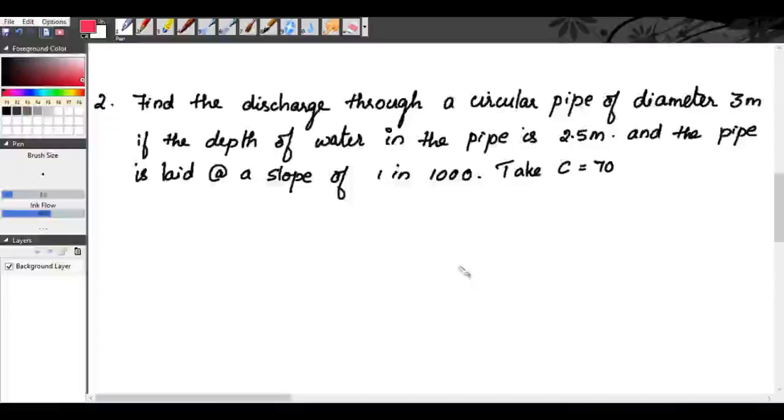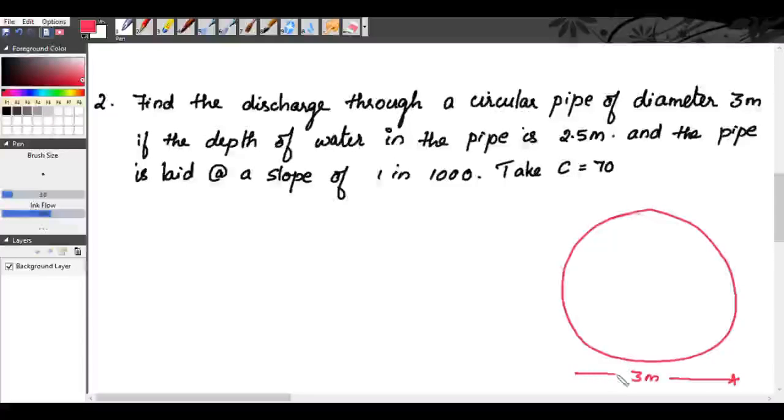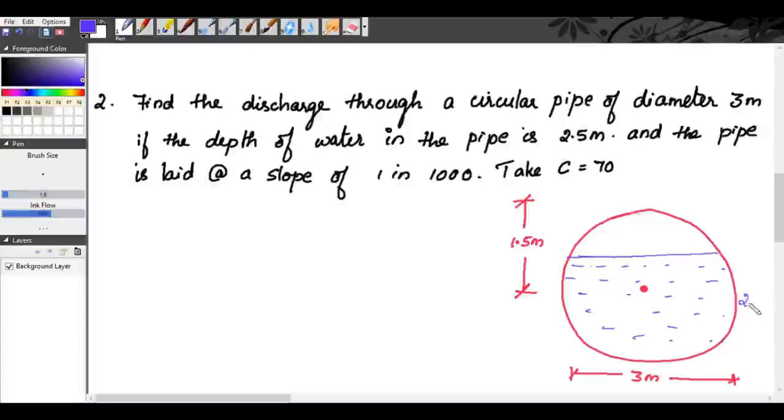So the second problem is: find the discharge through a circular pipe of diameter 3 meter if the depth of water in the pipe is 2.5 meter. So again, a circular pipe, okay, the diameter is 3 meter. If we take the center point, the radius will be equal to 1.5 meter. Now, the depth of water in the pipe is given as 2.5 meter. That means approximately here, right? So this is our depth of flow of water, 2.5 meter.